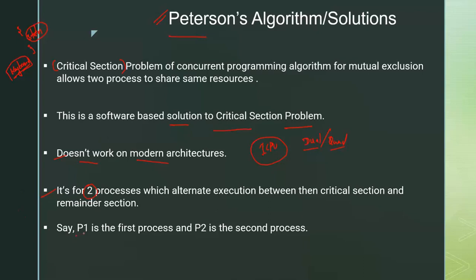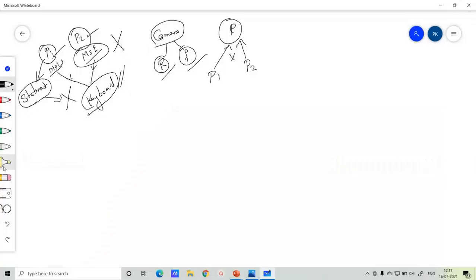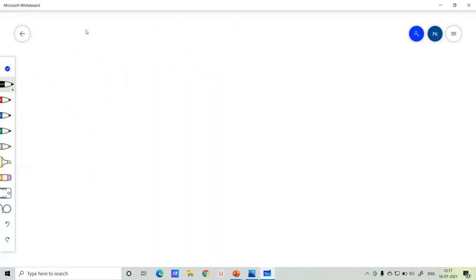Now say I have process 1 and process 2. There are two processes in the computer currently executing. So these two processes will be sharing some variables like this, which is an integer, turn, and a boolean array called flag.